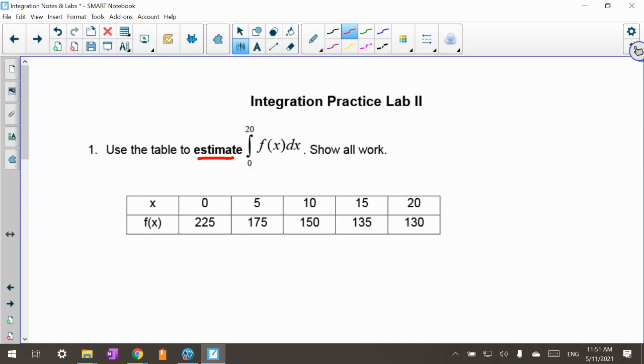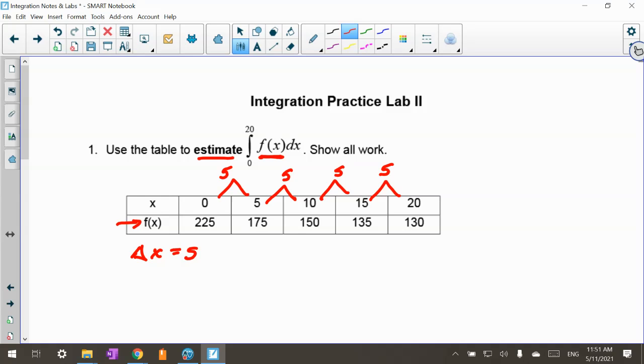So if I ask you to estimate, I want you to do the left-hand sum and the right-hand sum and average them, okay? So the first thing I'm going to do is, here's my f of x. I'm going to do my carets here, and I'm seeing that I'm increasing by 5 each time. So that's my delta x. My change in x is 5.